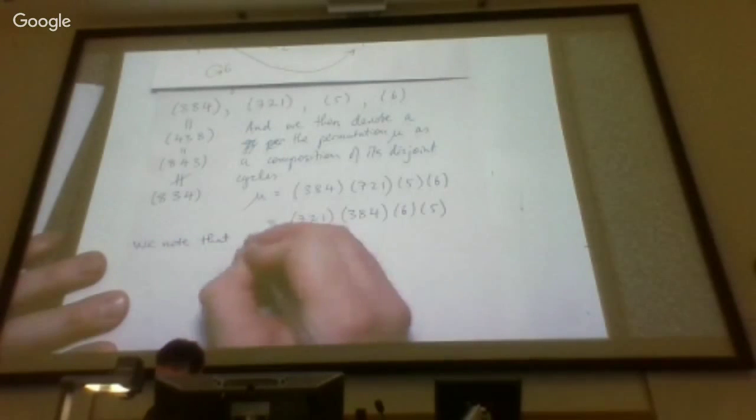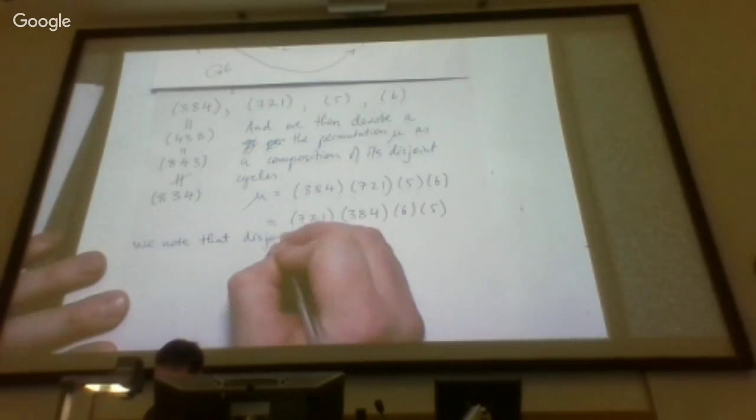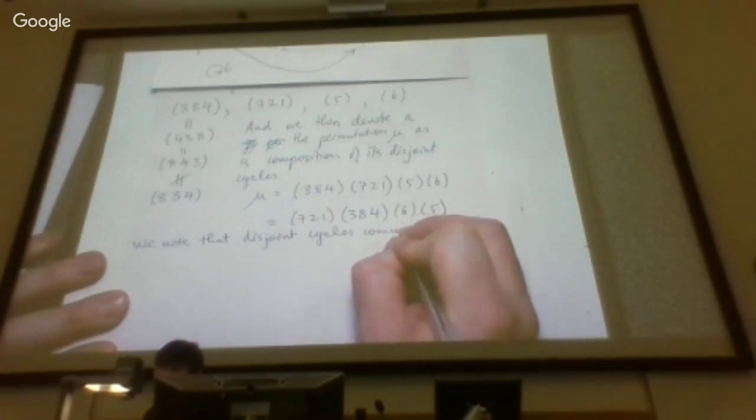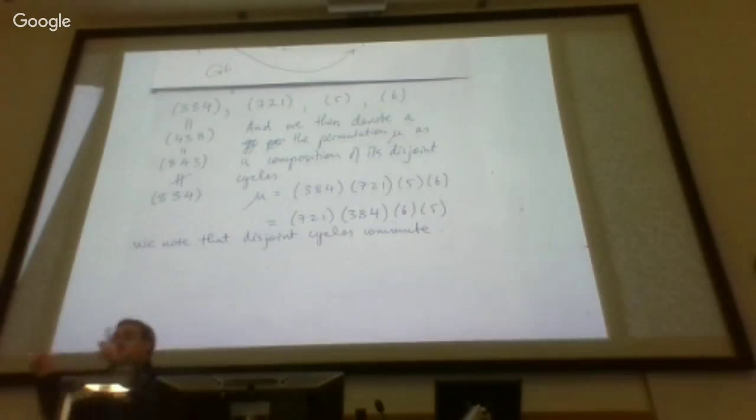So we note that disjoint cycles commute. You can change the order that they appear in the composition, because they don't interfere with the images and values of each other, because they are operating on completely disjoint sets.